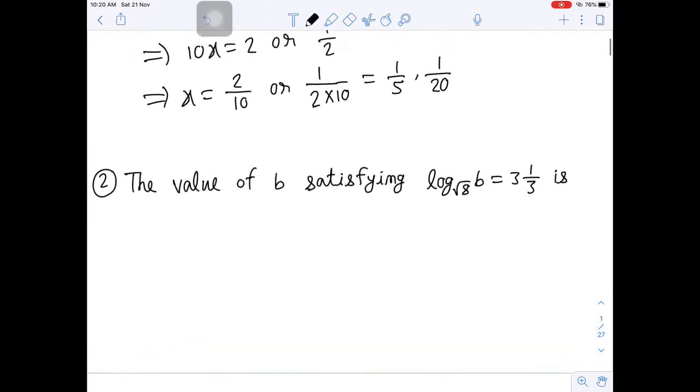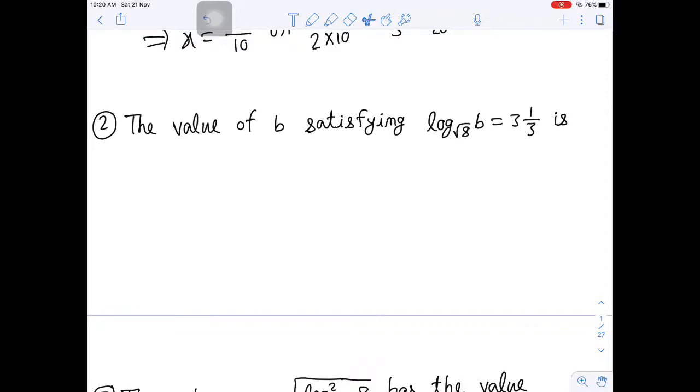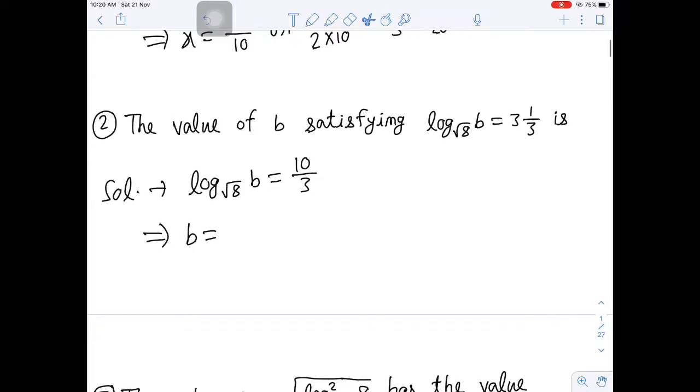Okay students, then we'll discuss question number 2. The value of b satisfying this equation. So the equation is log b base root 8 equal to 3 1 by 3, that's nothing but 10 by 3. Now if you cancel the log, then this will become the base and right hand side will become the power. So it will become root 8 raised to power 10 by 3.